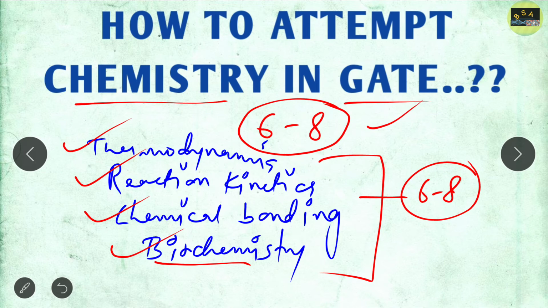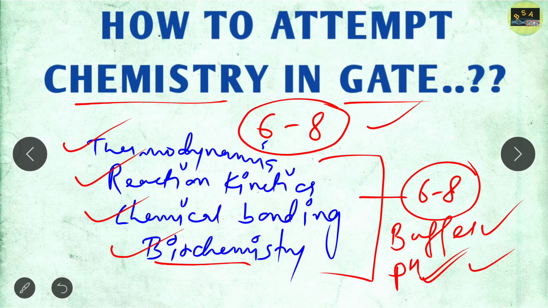And apart from all this, it may also be possible that some questions are given from buffer, pH, calculate pH. If a question is given on the buffer, then you should know the Henderson-Hasselbalch equation, that is pH equals pK plus log of base by acid. So this is the Henderson-Hasselbalch equation. If pK is given and base by acid is given, then you should know how to calculate the pH. It's very easy. How to calculate pH? pH equals minus log of H plus ion. So in this way, you can easily score 6 to 8 marks.